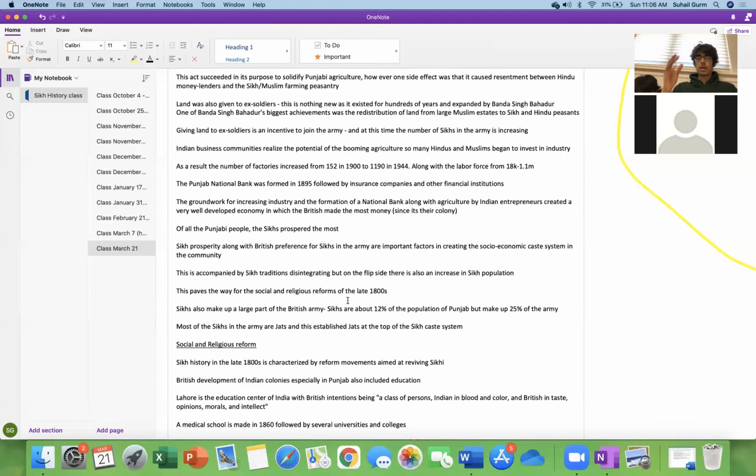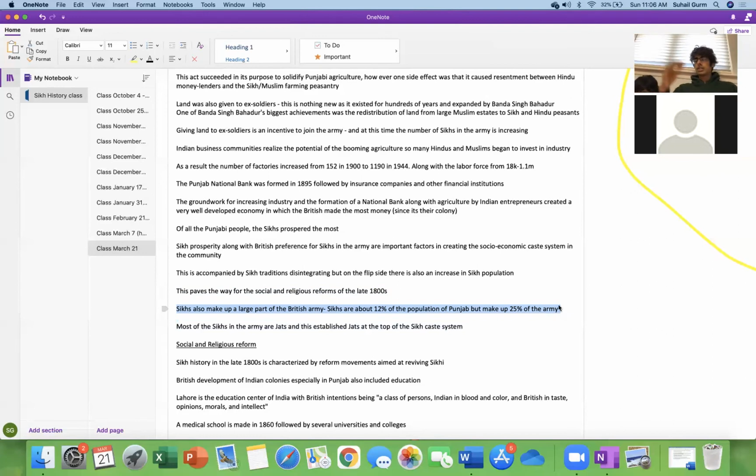So this is going to pave the way. This division among the people, and also the alien power, the British, is going to pave the way for the religious reforms that really characterize the late 1800s. This is the biggest part of Indian history in the late 1800s, these religious reforms. Oh, another important thing, I probably should have put this up there, but there are so many Sikhs in the army, like we talked about.